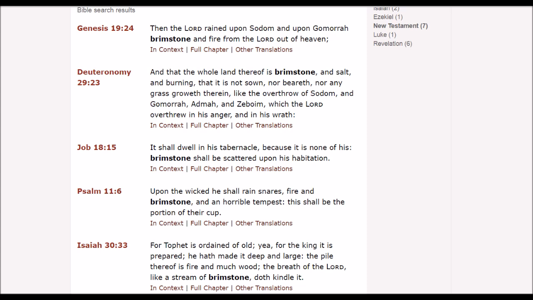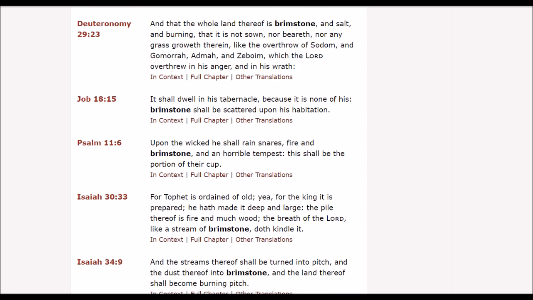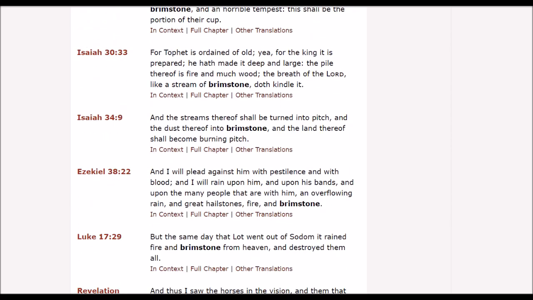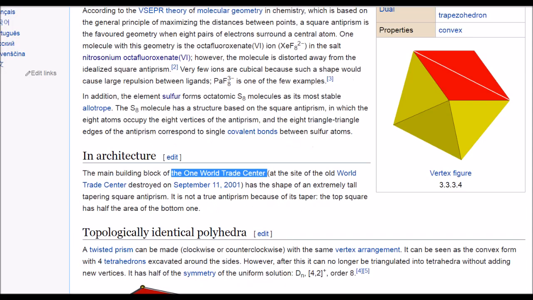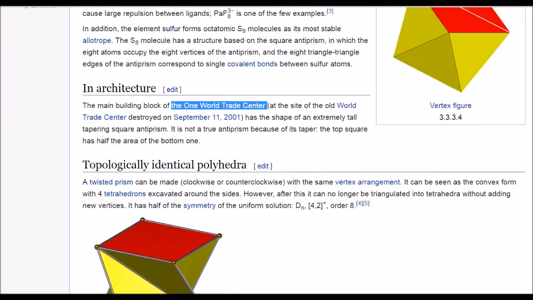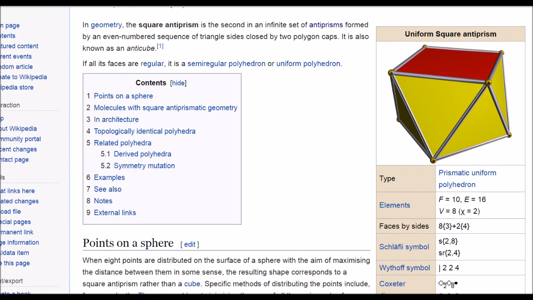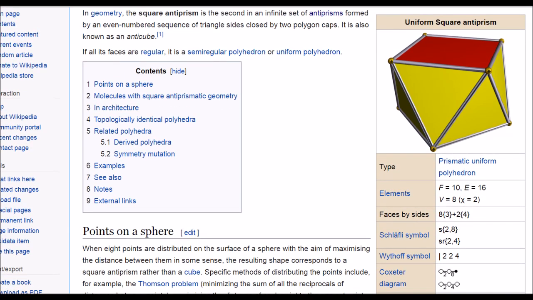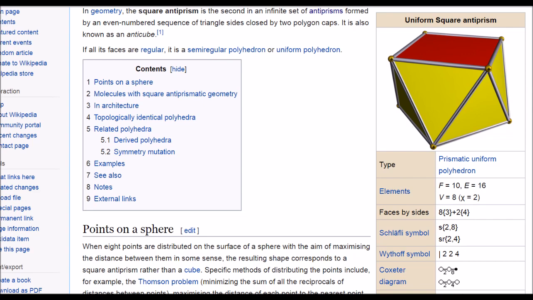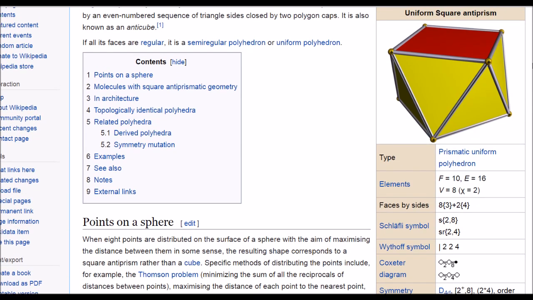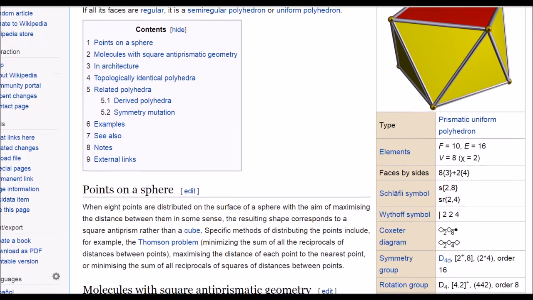And nothing grows in areas where brimstone, phosphorus, or sulfur is prevalent. So what is this odd shape? The square antiprism. This is it. And it has an as above, so below, mirroring: 4 triangles on top of 4 triangles that are pointed in the opposite direction.